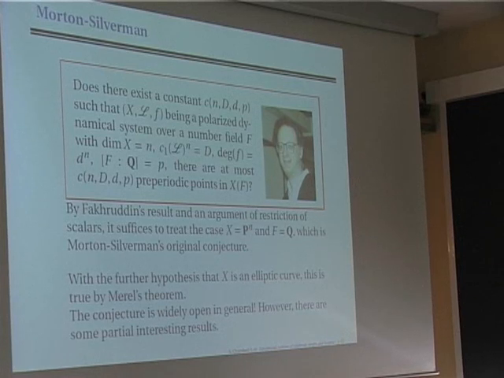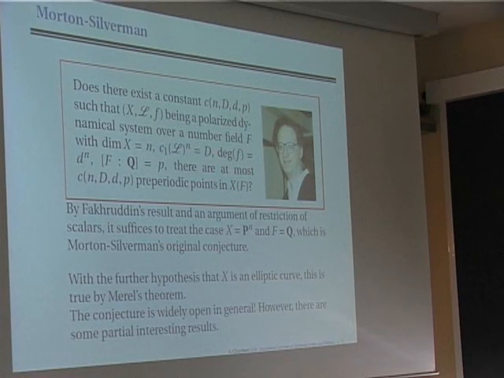So Fakhruddin's theorem, which I presented earlier, implies that it is sufficient to treat the case of the projective space over the field of rational numbers. And in that case, you get Morton-Silverman's conjecture. But if you look at an abelian variety, then the dimension is what it is. For the map f, you could take multiplication by 2, then the integer d is just 2.